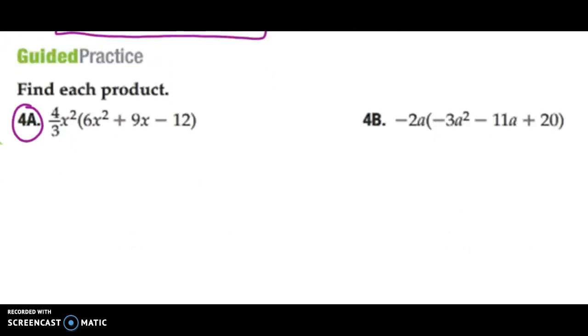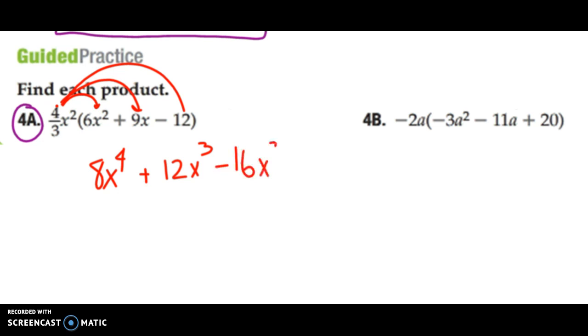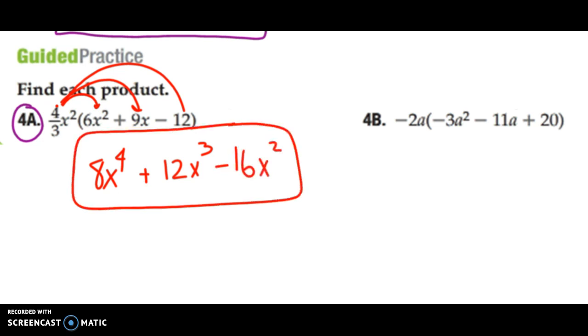Now in letter A, the same thing. I'm going to take 4/3 x squared times 6x. Well, 4/3 times 6 is going to be an 8, and x to the second times x to the second is x to the 4th, plus 4/3 times 9x. That's going to be 12, and then x to the second times x is x to the third. And finally, the last one, 4/3 times a negative 12 would be negative 16, and then the x squared just hangs along. So here's my simplified version of my guided practice problem.